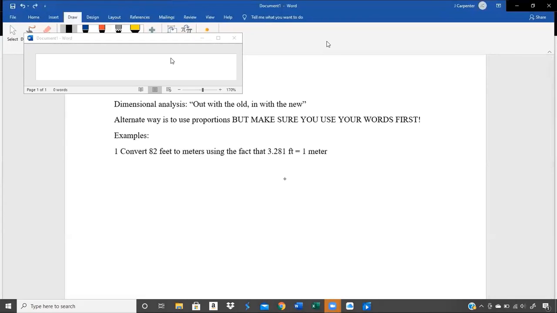So we're going to convert 82 feet to meters using the fact that 3.281 feet is 1 meter. I've given you the conversion factor again in your homework problems. If you just hit "view an example" or "help me solve this," you can find those as well. Otherwise, you go to Google. Otherwise, you go to your textbook.